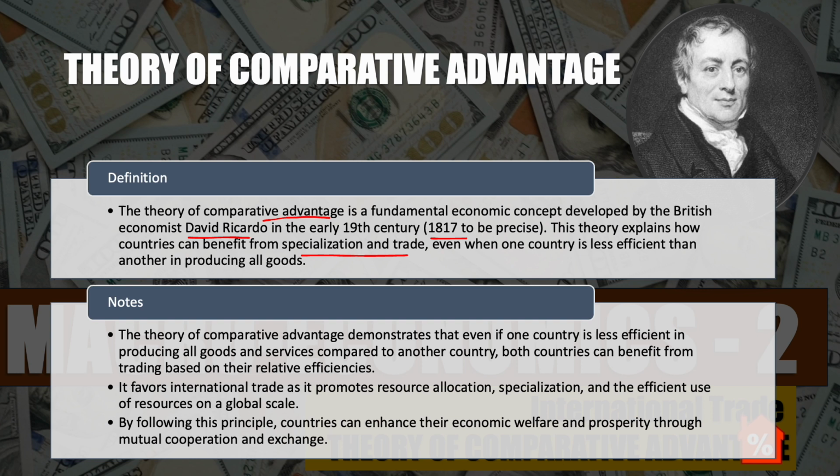The theory of comparative advantage demonstrates that even if one country is less efficient in producing all goods and services compared to another country, both countries can benefit from trading based on their relative efficiencies. It favors international trade as it promotes resource allocation, specialization, and effective use of resources on a global scale. By following this principle, countries can enhance their economic welfare and prosperity through mutual cooperation and exchange.